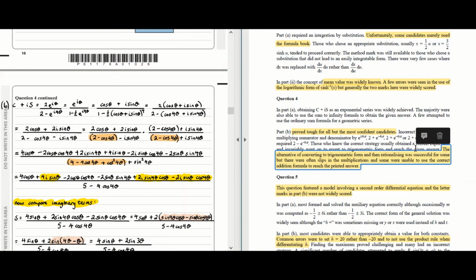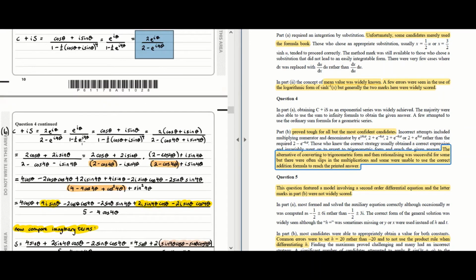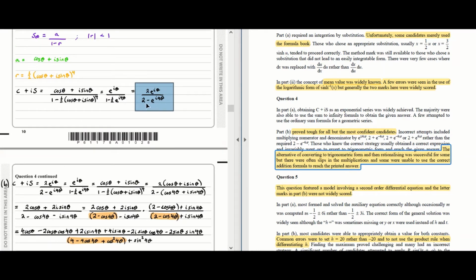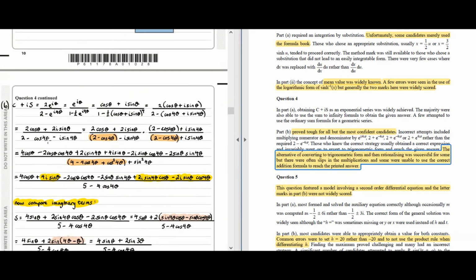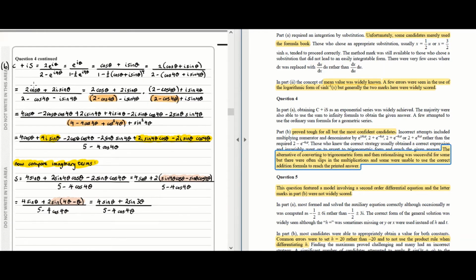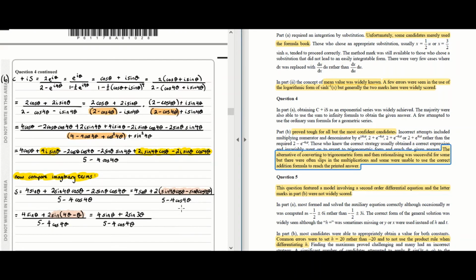But it says interestingly here, the alternative of converting to trigonometric form and then rationalizing was successful for some, but there were often slips in the multiplication, and some were unable to use the correct addition formula to reach the printed answer. I think personally, if you convert to the trigonometry form, that makes life easier, and then you can rationalize everything. And I think the way I set everything out made complete sense. But part B was quite difficult.